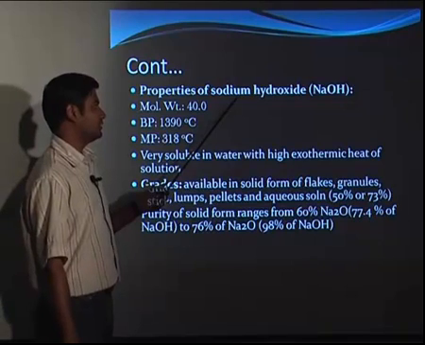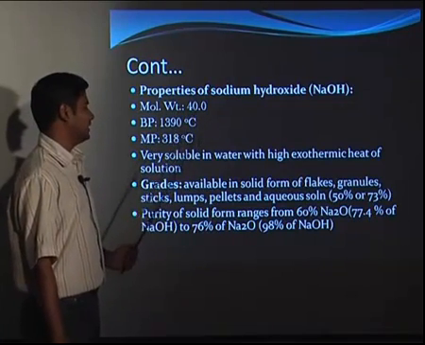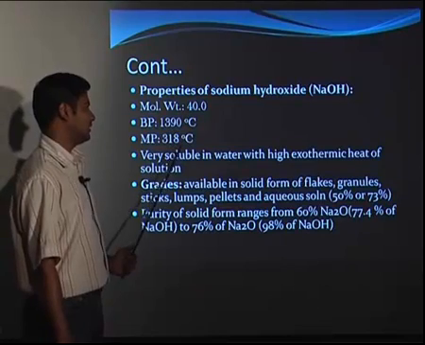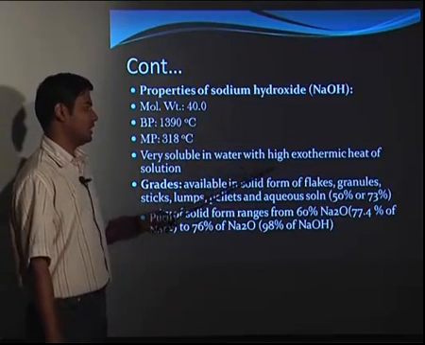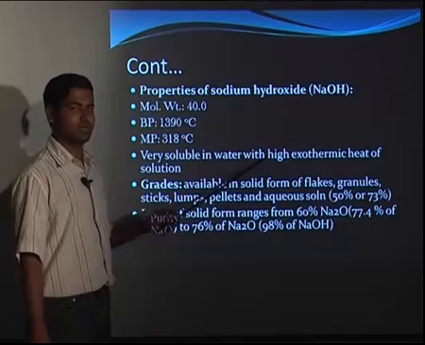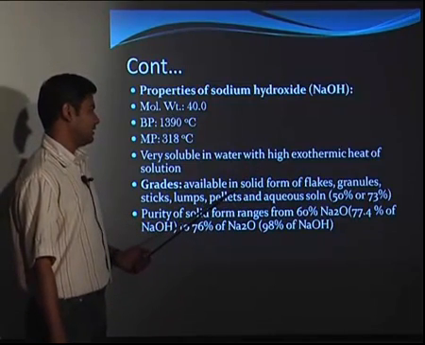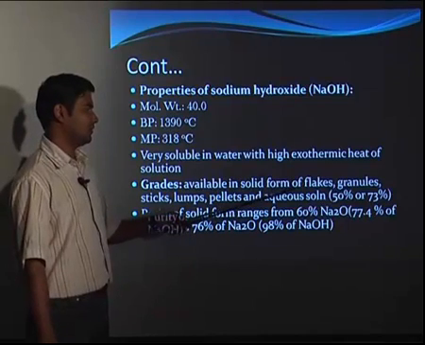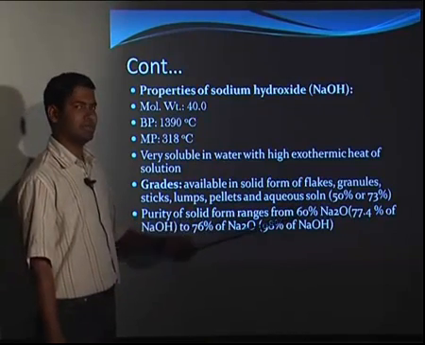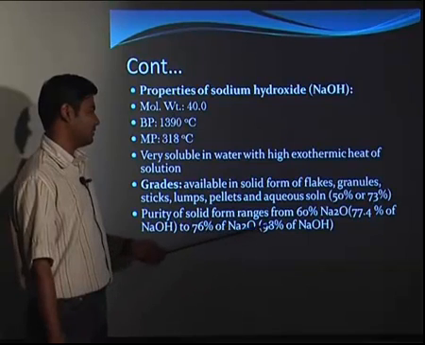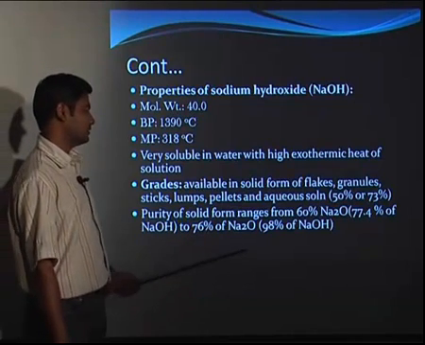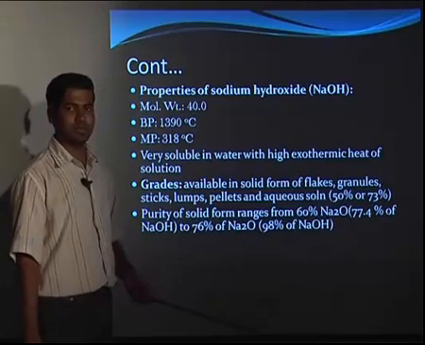The same way, if you see the sodium hydroxide properties, molecular weight is 40 and the boiling point is 1390 degrees centigrade. Then melting point is 318 degrees Celsius. It is very soluble in water with high exothermic heat of solution. Whenever we are dissolving sodium hydroxide in water, you can feel the heat evolving. That is the heat of solution. Then the grades: it's available in solid form of flakes, granules, sticks, lumps, pellets and aqueous solution of 50% or 73%. Then purity of solid form ranges from 60% Na2O, that is 77.4% NaOH, to 76% Na2O, that is 98% sodium hydroxide.